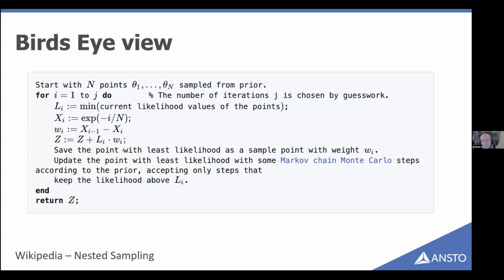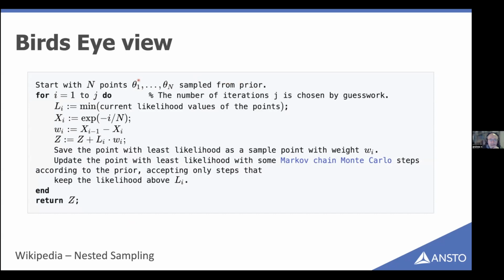So this is a bird's eye view of the algorithm. I'll step through this slowly. Hopefully you can follow me as I go along and it will all make sense. So you start off with a whole series of points, parameter values theta, that are sampled from the prior. So 100 points, 500 points.